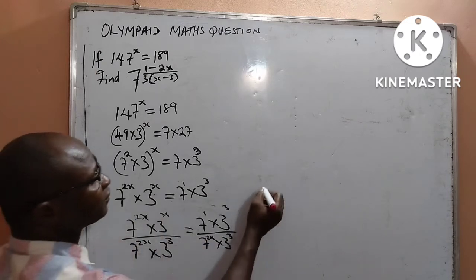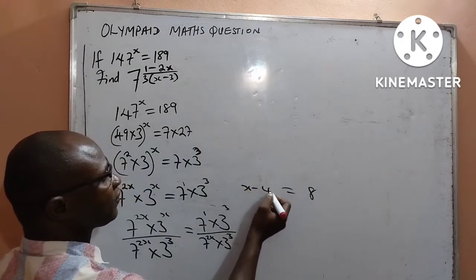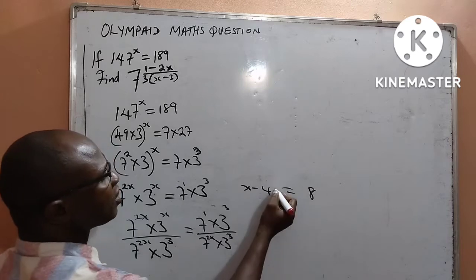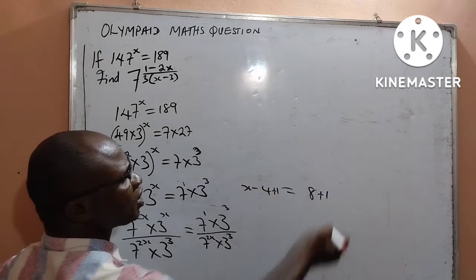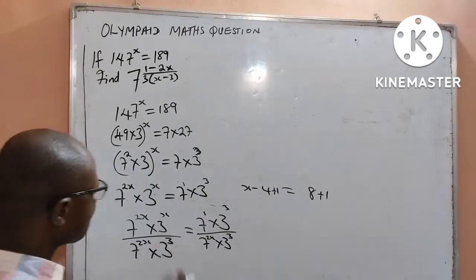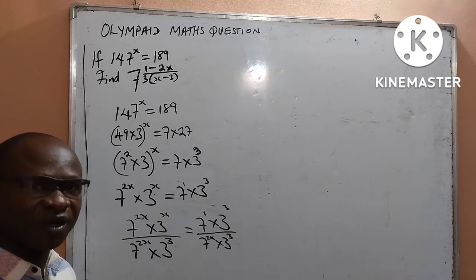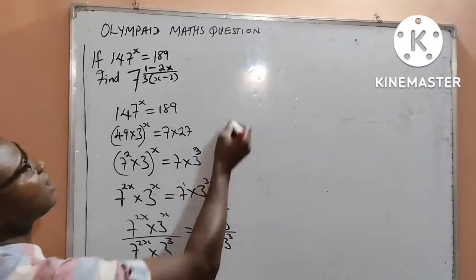So if you have x minus 4 equal to 8, and you come to this place and say plus 1, you also come to the right hand side and say plus 1. You have not changed the question. So I'm dividing both sides by what you have in the denominator. Therefore, the question is still intact.